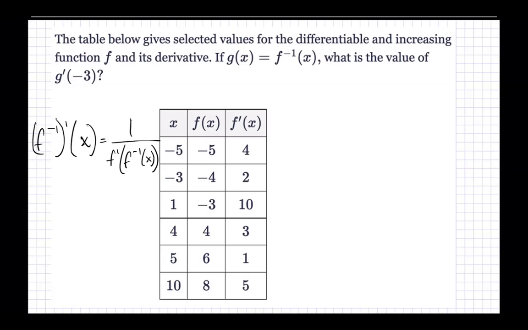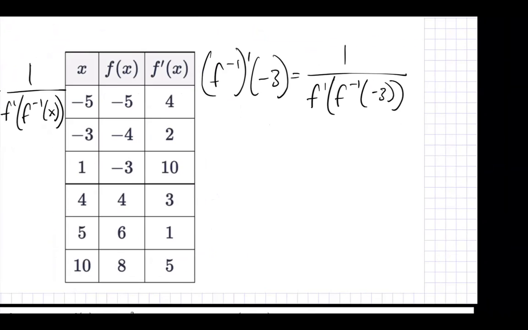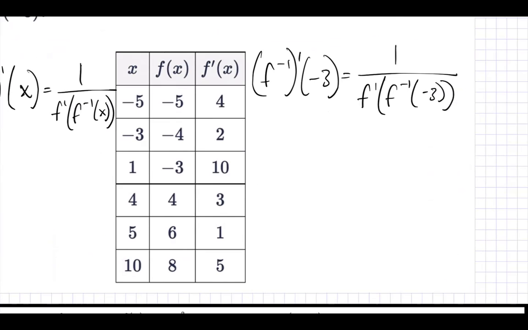Okay. So we have to plug in -3. Everywhere I see an x, I'm going to plug in -3. So what is the inverse of f at -3? -3. What's this part right here? What's the inverse at -3? -3. Surprised 20 people didn't say that. Okay, -3.